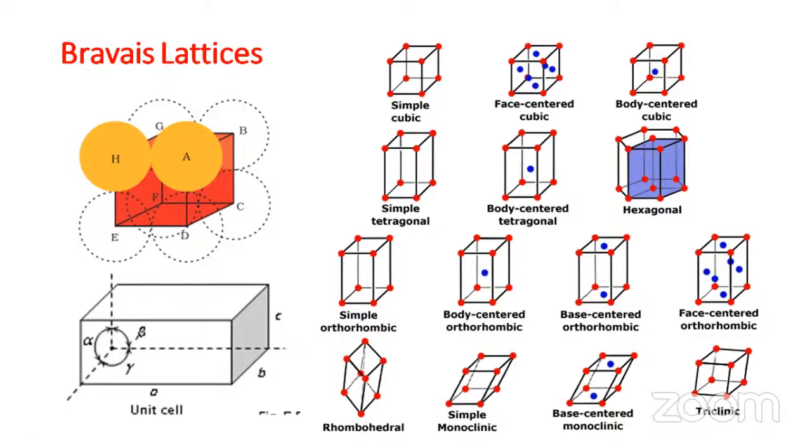They are simple orthorhombic, body-centered orthorhombic, base-centered or end-centered orthorhombic, and face-centered. All kinds of possible variations are seen in orthorhombic. Okay. So in orthorhombic, how many types are there, Nana? Simple orthorhombic, body-centered orthorhombic, base-centered orthorhombic, and face-centered orthorhombic crystal systems are there.